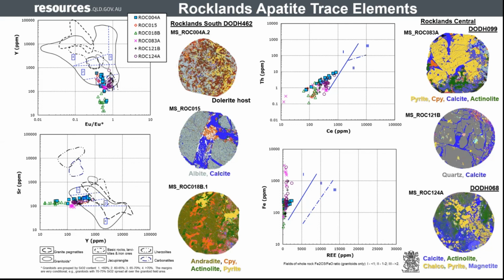What is interesting, the Rocklands samples are sitting very tightly in this reduced end. But if you look, some of these apatites have quite a significant amount of iron. And then again, if you come back to look at the TIMA images, these are specific apatites which are in a paragenetic relationship with the actinolite and magnetite. So it's reflecting this crystallization environment where iron is abundant.